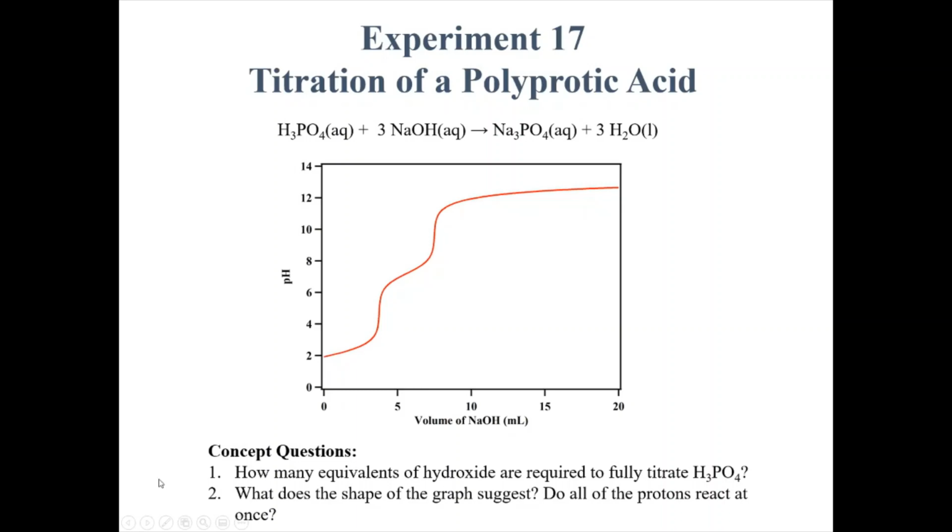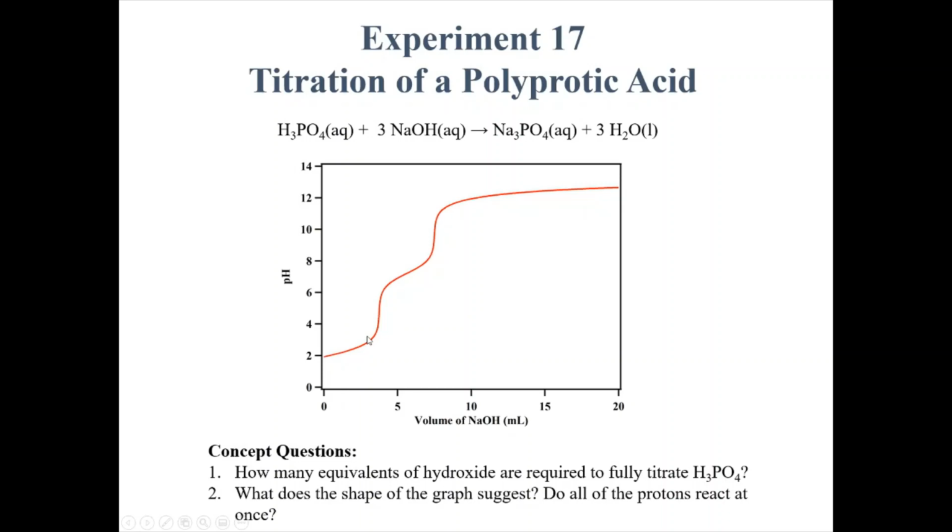How many equivalents of hydroxide are required to titrate H3PO4? The reason I want you thinking about it this way is because if there are 3 protons, in the end of the experiment, we have to use 3 moles of base. So as you can see here, the stoichiometry is 1 to 3. But what's interesting is when you look at the shape of this graph, there's not one squiggle where we get to the equivalence point after adding 3 moles of the NaOH. There are 2 squiggles that we can see here. So something is going on.